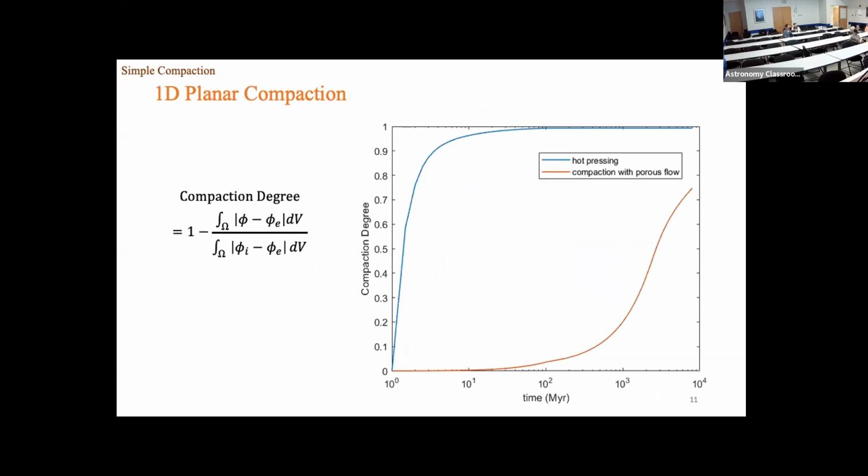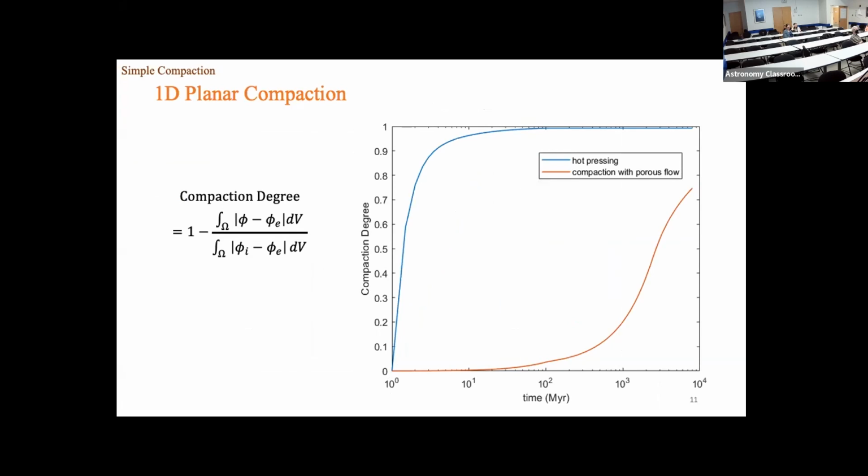So we have this one. To further quantify it, we introduce this term called the convection degree. It generally describes the degree of convection. The blue line is for the one-phase case, and the red line is for the two-phase case, convection with porous flow.